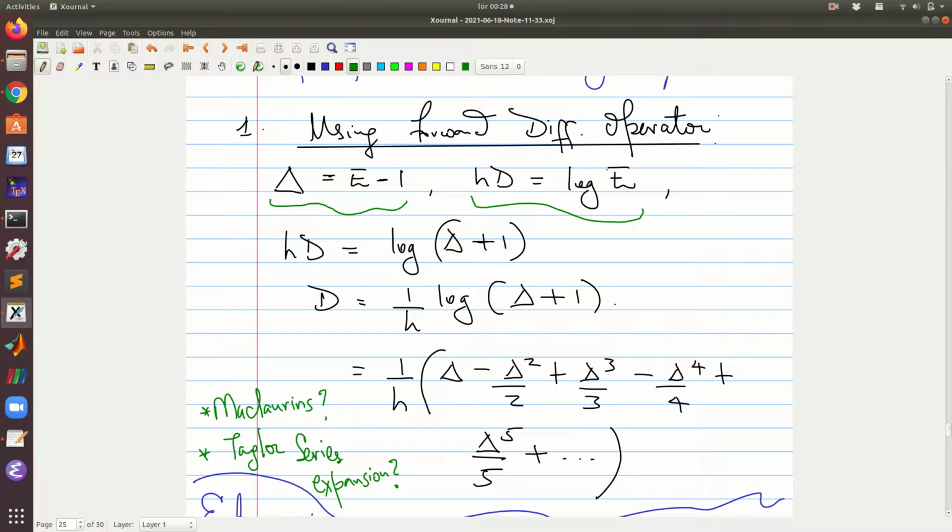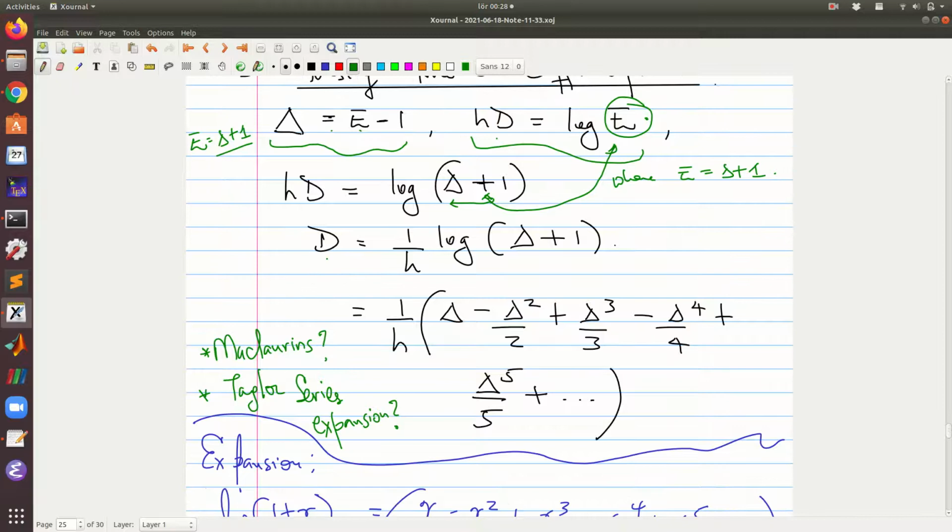So from this, we can now have that hD equals the log of E, the shift operator, where we make it the subject here. We know that the shift operator can be given as the forward difference operator plus 1. So this is the shift operator here, where the shift operator equals the forward difference operator plus 1. And then next we make the differential operator the subject.